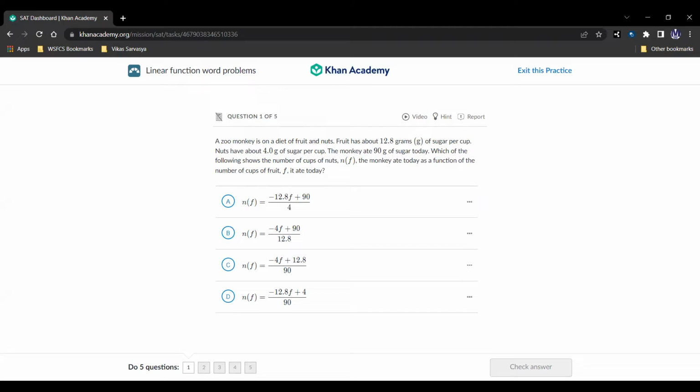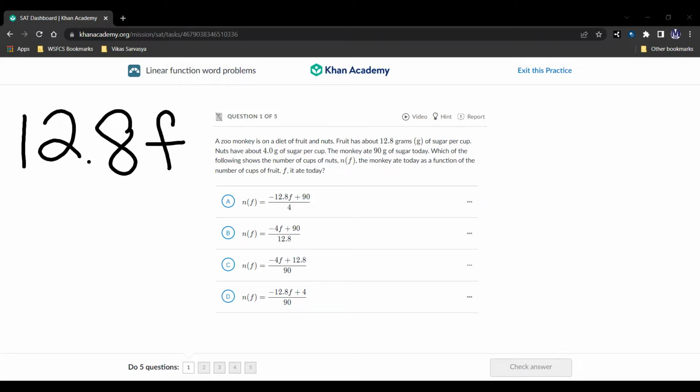Well, let's see. We can define the number of cups of nuts as N, and the number of cups of fruit as F. And for every cup of fruit, we have 12.8 grams of sugar. So we can write the total number of grams of sugar from the fruit as 12.8F. And we can write the total sugar from the nuts as 4.0N, or just 4N. And then we add these two together, and that's our total sugar, and this is going to equal 90.